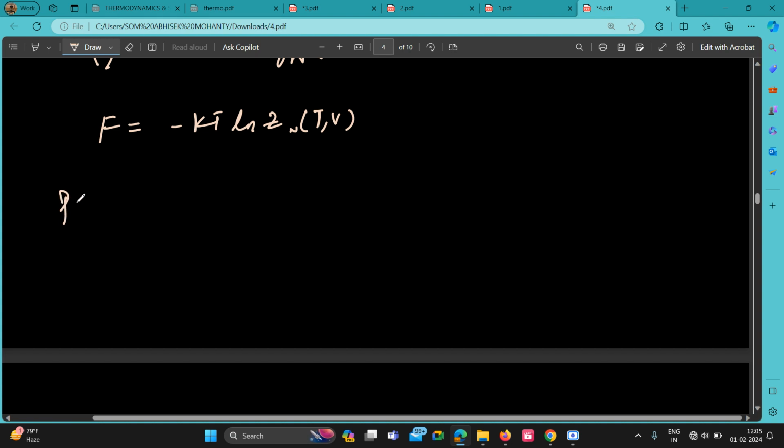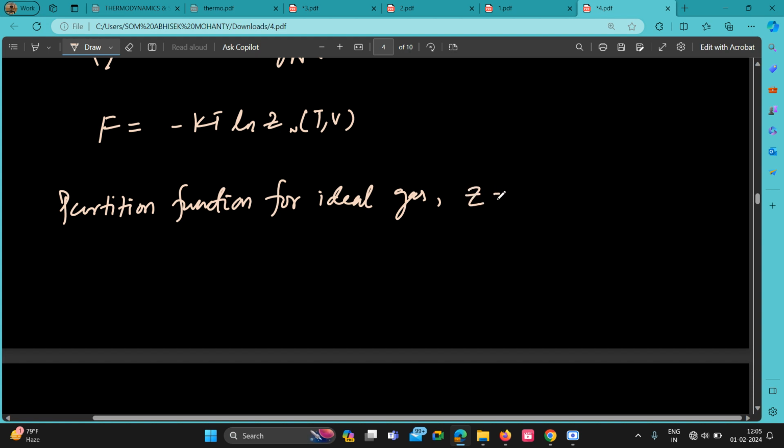Next item, partition function for an ideal gas. For an ideal gas, Z is equal to (2 pi m kT by h square) to the power 3 by 2, times V. Now the partition function for harmonic oscillator, this is important.